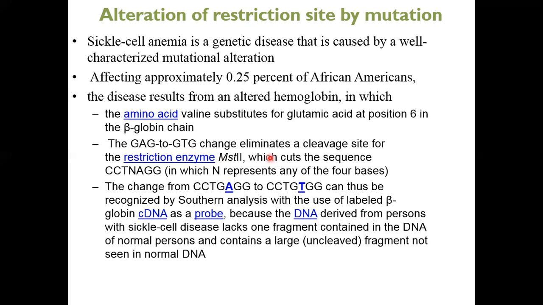So because of this, by using restriction enzymes, we can detect whether this defect is genetic or not. With that, we can see what kind of mutation is present over there. GAG is being converted into GTG. The change eliminates a cleavage site for the restriction enzyme MstII, which cuts the sequence CCTNAGG, in which N represents any of the four bases.